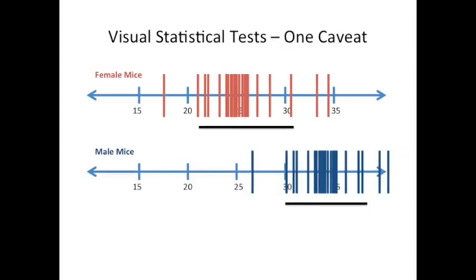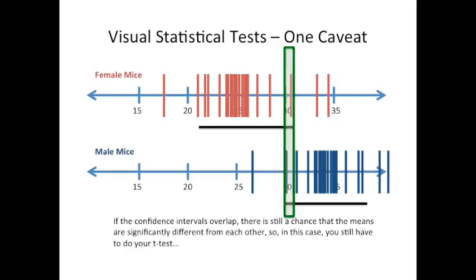There is one caveat to that, and to illustrate that caveat, I've shifted the means a little bit over to the left so that now the confidence intervals overlap. If the confidence intervals overlap, there is still a chance that the means are significantly different from each other. So, in this case, you still have to do the t-test. But when the confidence intervals do not overlap, then you can rest assured that there's a statistically significant difference between those two means. That's all there is to it.